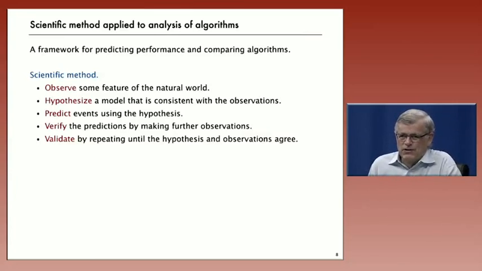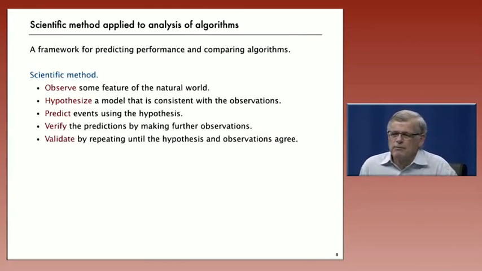So this is just a quick summary of what we mean by the scientific method, which has been successful for a couple of centuries now. What we're going to do is observe some feature of the natural world. In this case, it's going to be the running time of our program on a computer. Then we're going to develop a hypothesis, some model that's consistent with the observations.